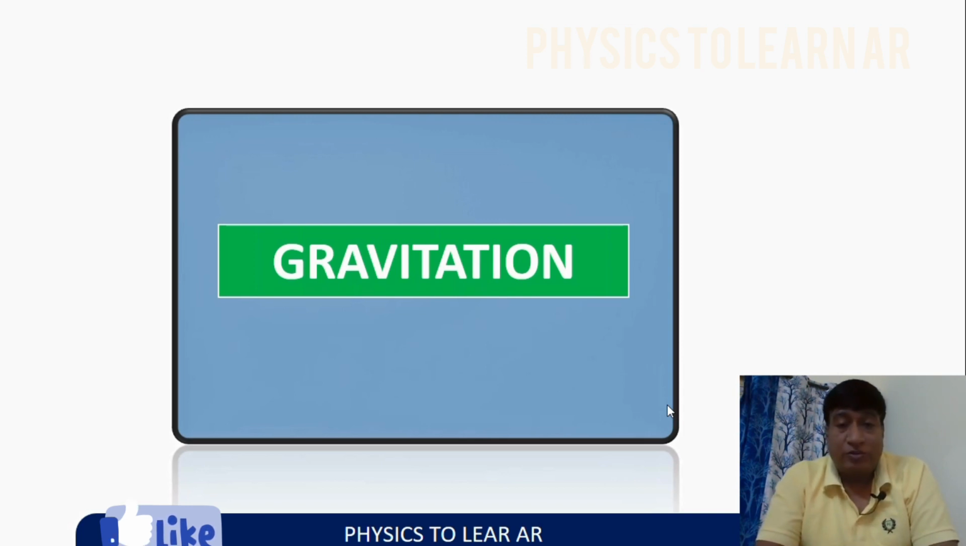In the last class we proved a relation between small g and capital G. So how can g vary? Acceleration due to gravity can vary because of height, depth and rotation of the earth. In this class we are going to discuss mainly two cases: how small g, the acceleration due to gravity of the earth, can vary with height and with depth.